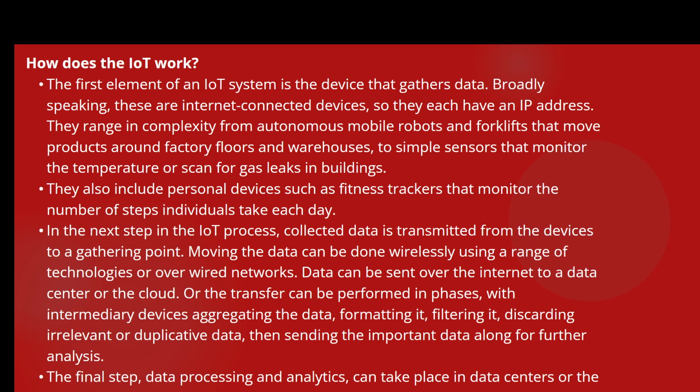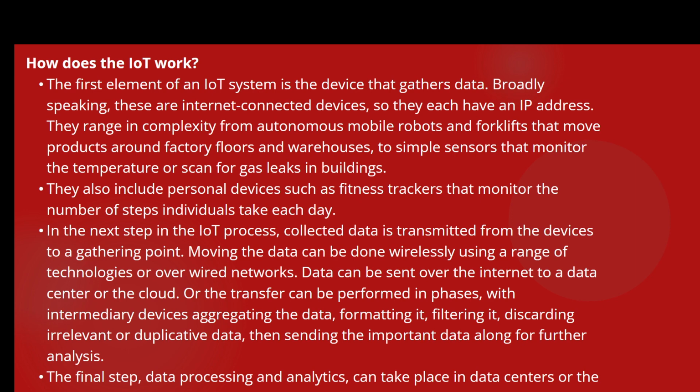The first element of an IoT system is a device that gathers data. Broadly speaking, these are internet connected devices which have an IP address. They range in complexity from autonomous mobile robots and forklifts that move products around factory floors and warehouses to simple sensors that monitor the temperature or scan for gas leaks in buildings. Examples are fire sensors in buildings and offices. They also include personal devices such as fitness trackers that monitor the number of steps an individual takes each day.